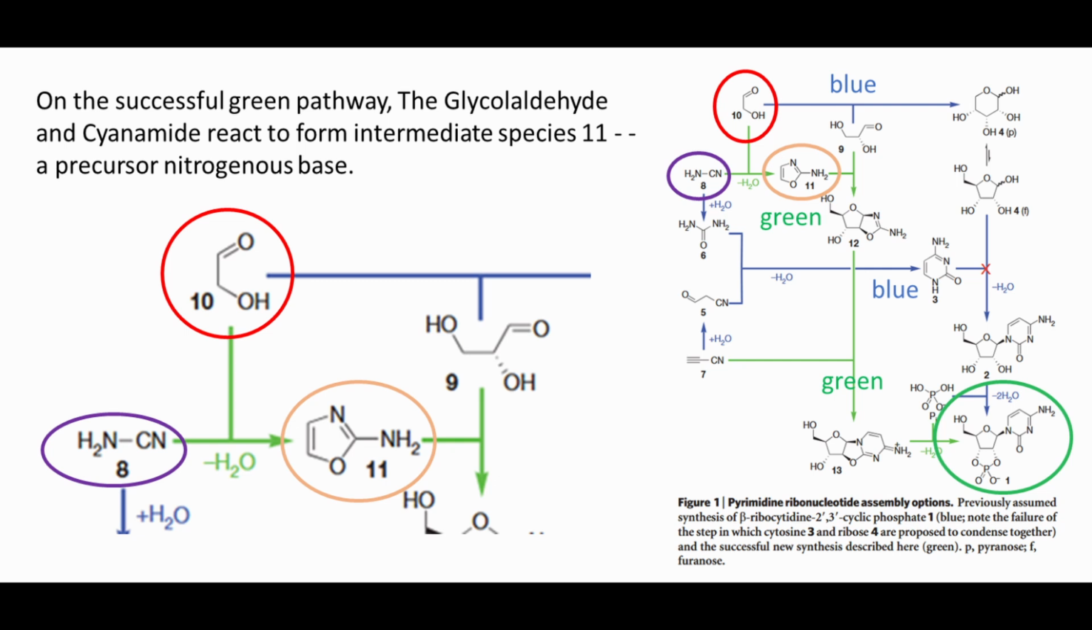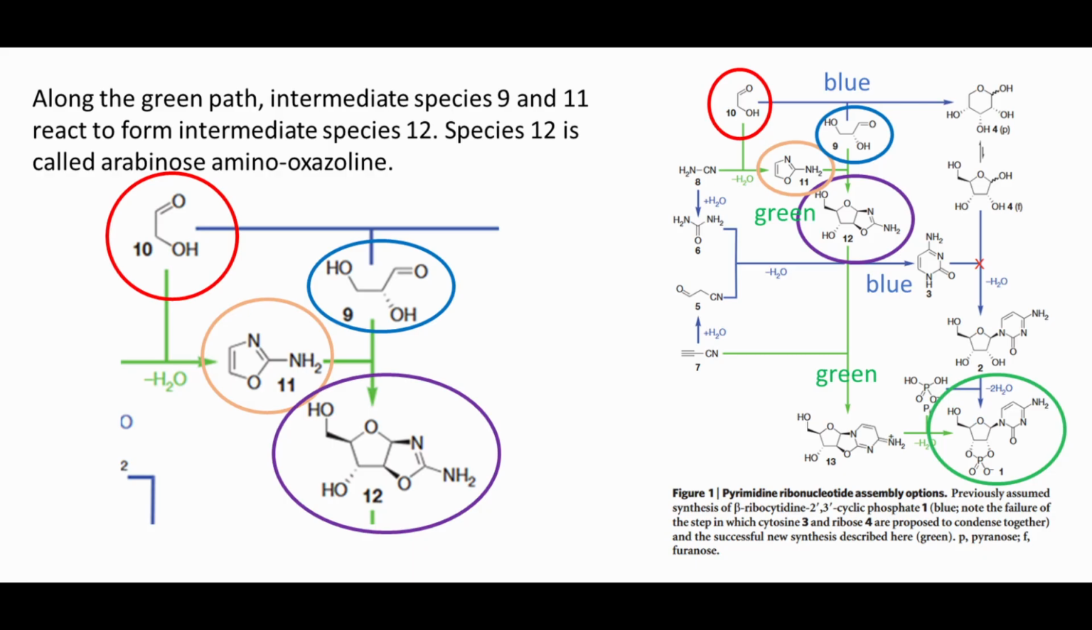On the successful green pathway, the glycolaldehyde and cyanamide react to form intermediate species 11, a precursor nitrogenous base. Along the green path, intermediate species 9 and 11 react to form intermediate species 12. Species 12 is called arabinose amino-oxazoline. The arabinose part of species 12 is a pentose sugar in the same pentose family as the ribose sugar needed for an RNA nucleotide.